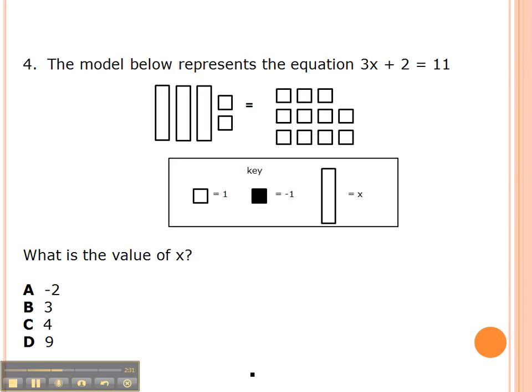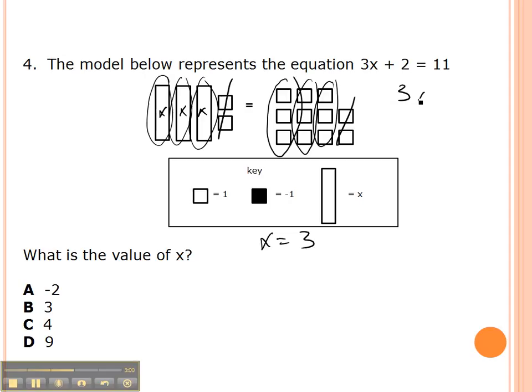Problem 4. Similar type of problem. We have a model representing the equation 3x plus 2 equals 11. I'm going to get rid of 2 squares here and 2 squares there. Now I have 3x equals 9. If I divide my x's into 3 groups, I have x in each group. If I divide my squares into 3 equal groups, each group has 3 squares in it, so x equals 3.